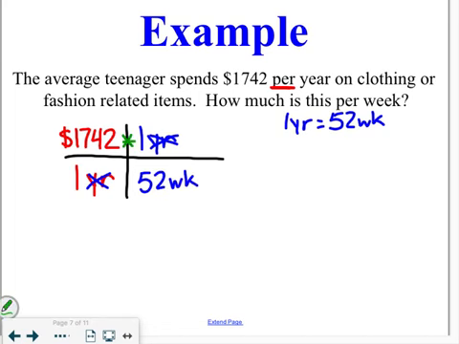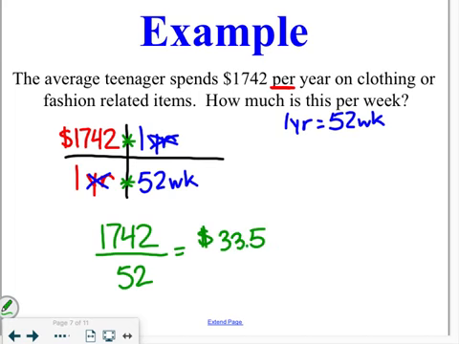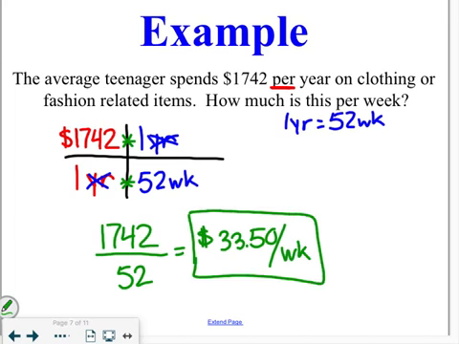So the top, I get 1,742 times 1, which is 1,742. On the bottom, I have 1 times 52, which is 52. And I end up with an answer of $33.50 per week, or you could say per 1 week if you wanted to put a number on the bottom as well. So we're setting these up now so that there's a number on the top and a number on the bottom while we are converting.